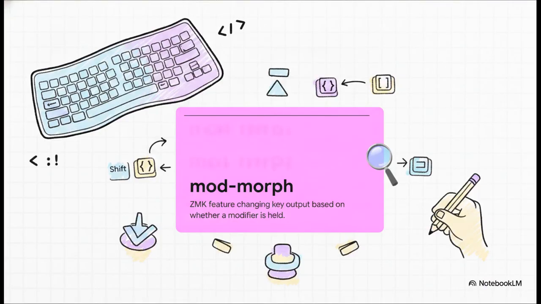If you happen to be using custom keyboard firmware, something like ZMK, you have this incredibly powerful tool right at your fingertips. It's a brilliant little feature called ModMorph. Simply put, ModMorph means a single physical key can output completely different symbols depending on whether you're holding down a modifier, like Shift. It gives you absolute total control over what happens when keys get pressed together.